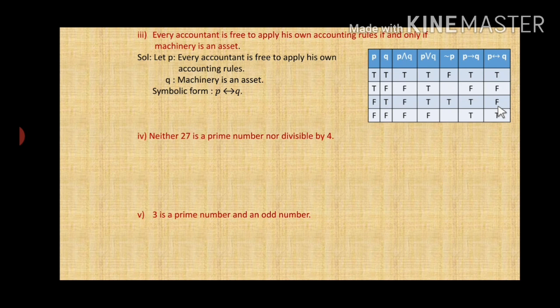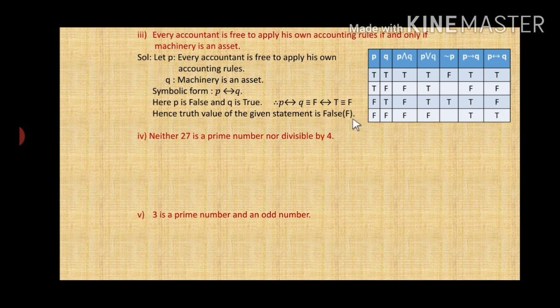Are you getting it? So you will write here P is false, Q is true. So P double implies Q is F double implies T, and that is F. So the truth value of the given statement is false.